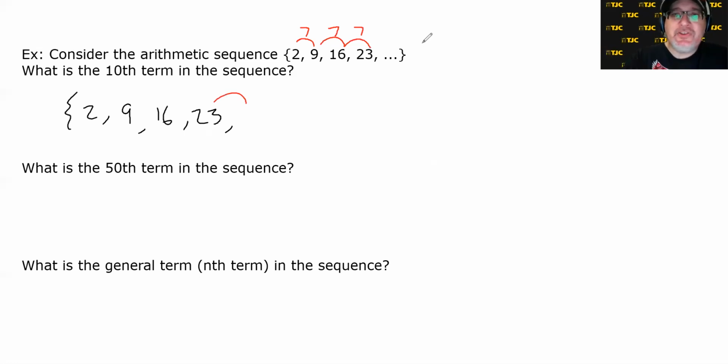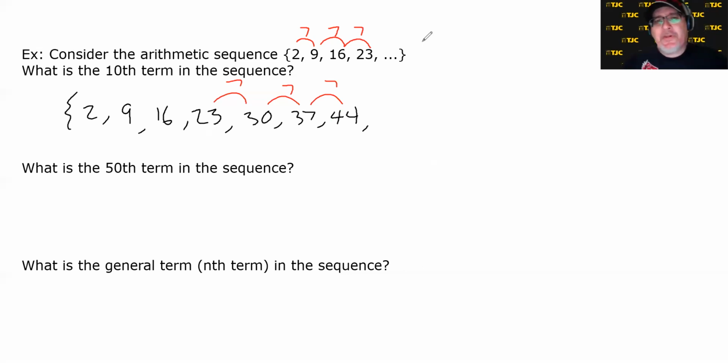What's 23 plus 7? 30. What's 30 plus 7? 37. What's 37 plus 7? 44. And don't feel like you can't use a calculator to do these. The addition here is pretty simple and you should be able to do it without a calculator, but I'm not testing you on your arithmetic and algebra skills, so feel free to use a calculator for any numerical calculations.